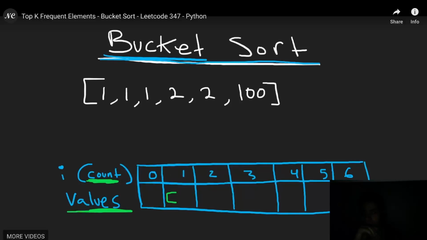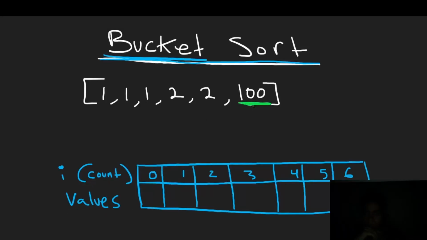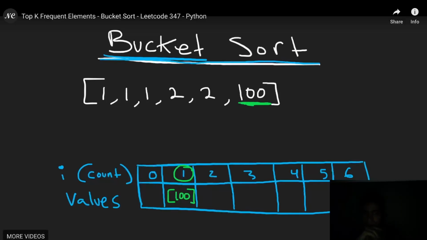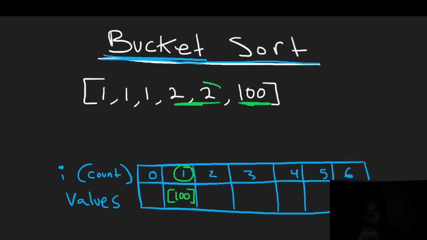For example, 100, we know that 100 occurs 1 time. So for this position 1, we're going to say, okay, this value occurs only once. 100 occurs 1 single time. For another value in our input array, 2, we see it occurs exactly twice. We can count that with a hash map pretty easily. And then we'll say, okay, this value occurs twice. So in index position 2 of our array, we're going to add that value 2. 2 is the value that occurs twice.